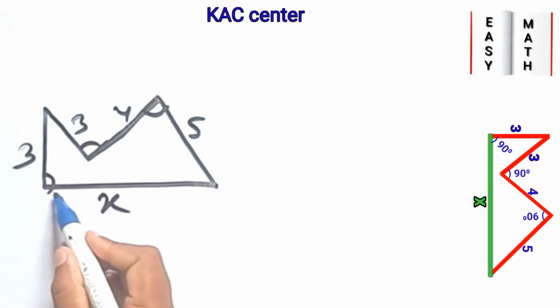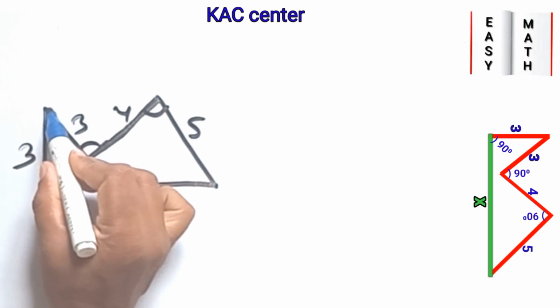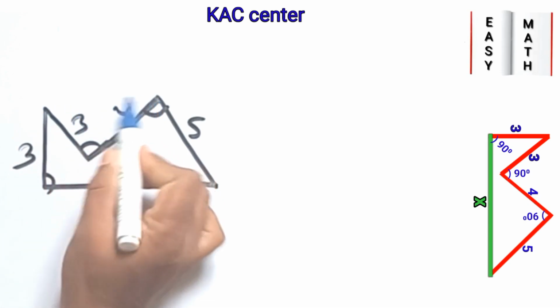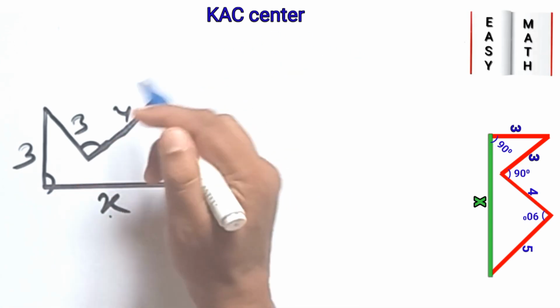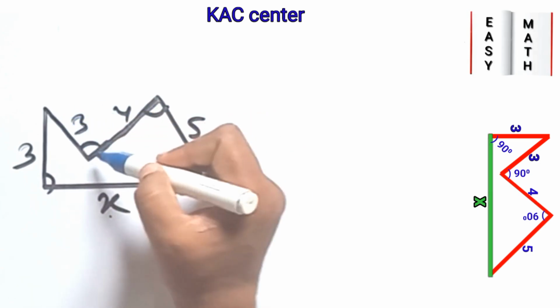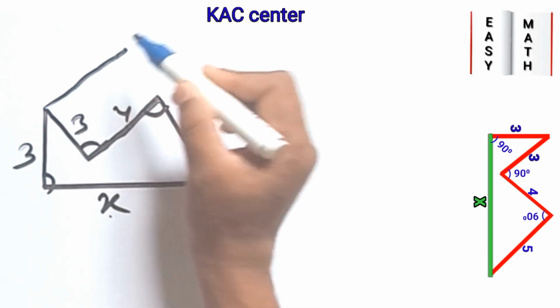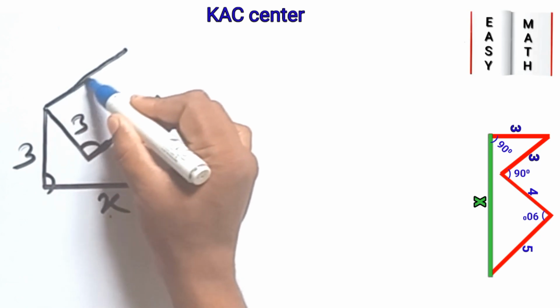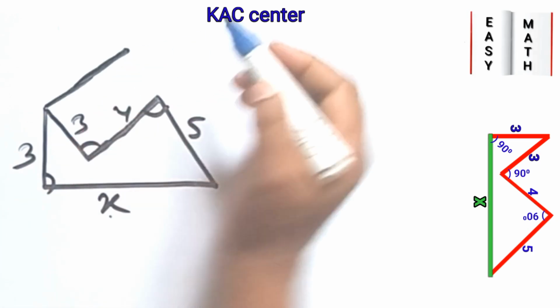In this diagram, find the length of x. First we draw this line, and this line is not parallel to this line, so this logic is cancelled. So now we draw this line parallel to this line, and we draw this one parallel to this line.